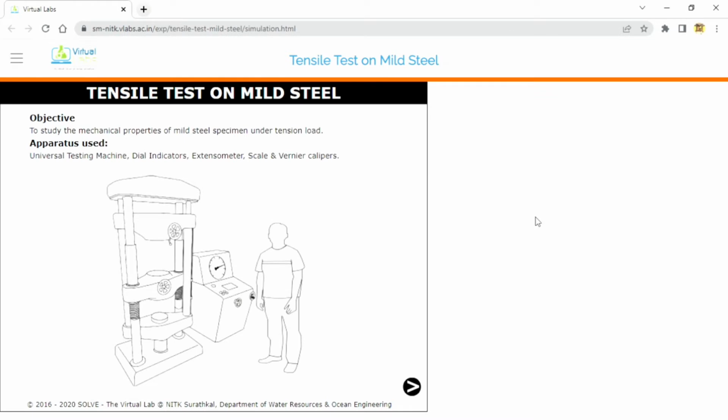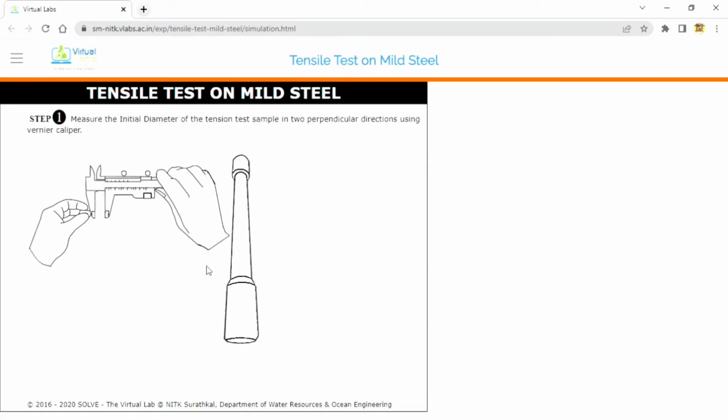Tensile test on mild steel. So the objective for this experiment is to study the mechanical properties of a mild steel specimen under tension load. There are a few apparatus that we have used. Firstly, universal testing machine, then dial indicators, extensometer, scale and also vernier calipers.